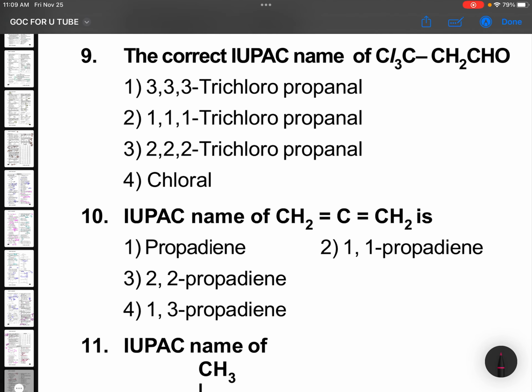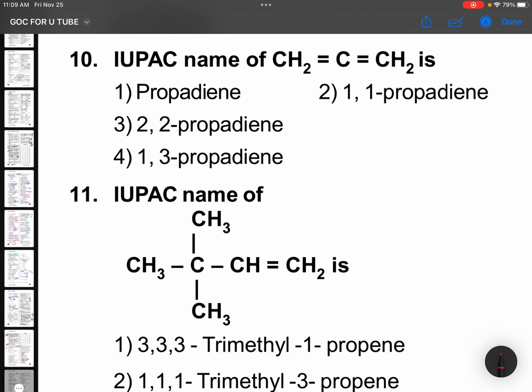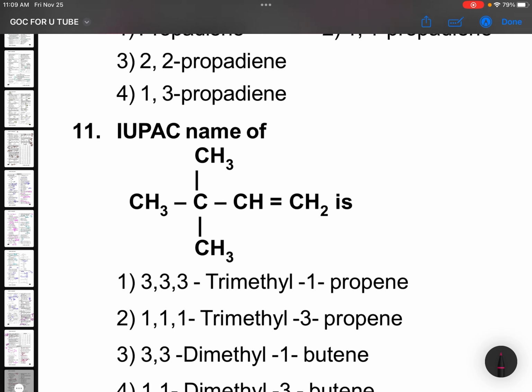The correct IUPAC name of this: first place, second place, third place, 3,3,3. Just by one line you can answer it. Now propanol, aldehyde. The IUPAC name of CH2=C=CH2 is 3 carbons, prop-1,2-diene. Otherwise, simply you can go with propadiene because no other option is there.